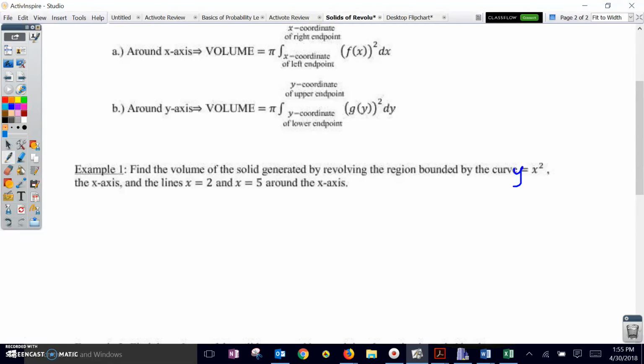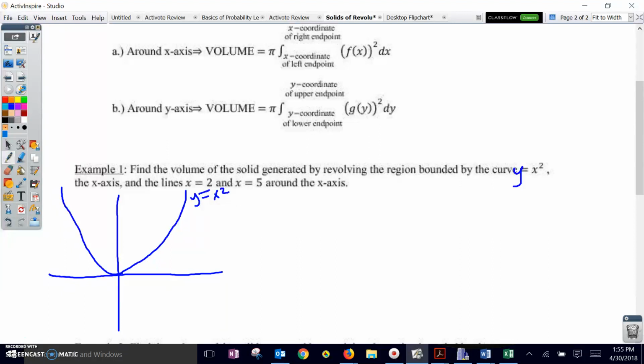So the first thing that I would do in this problem is just draw myself a quick little sketch of the region that we're revolving. We've got y equals x squared, not the best parabola in the world, and the x-axis and the lines x equals 2 and x equals 5. And so we're revolving this region in here around the x-axis.